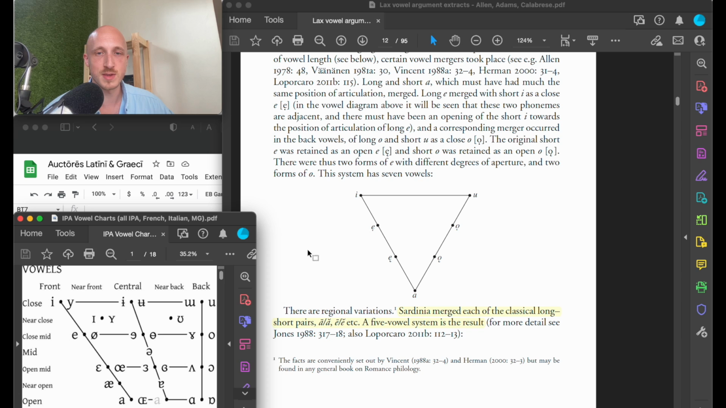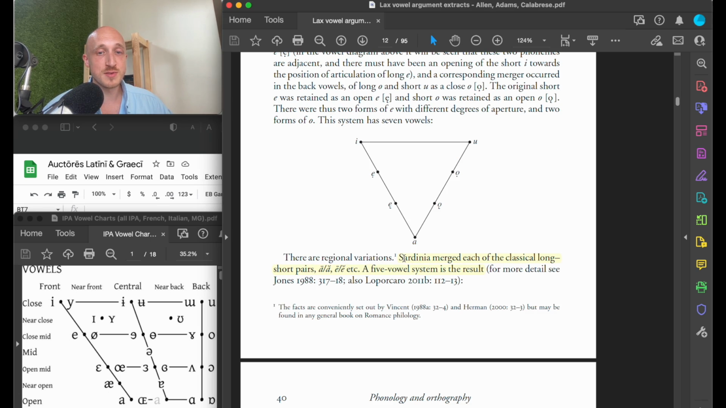So this is a gross simplification, and it uses these non-standard phonetic symbols. But this is essentially what is intended. I, U, E, O, E, O, A. So we see those I, U, E, O, E, O. And then this is the A down here. Not this one, it's this one.